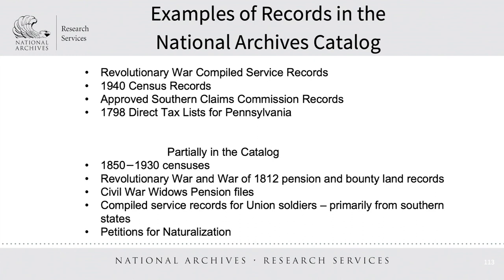And partially available in the catalog now includes some census schedules from 1850 to 1930, pension records for the Revolutionary War and War of 1812, some Civil War widows' pension files, compiled service records for Union soldiers serving in certain states, and some petitions for naturalizations for various states, and much more. So shortly, I will be showing you the digitized by partners page, where you can easily check and see whether certain records are available in the catalog yet.